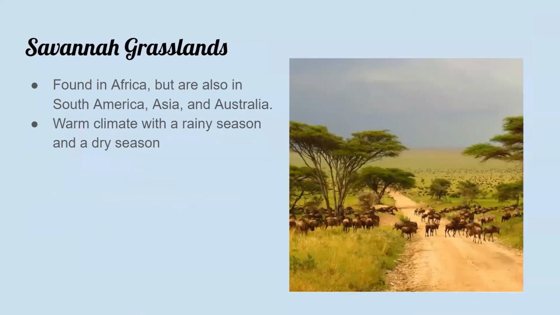So there are two different types of grasslands. The first is the savanna grasslands. These are probably what most people think of when they think of the grasslands. These are going to be found in Africa primarily, but also in South America, Asia, and Australia. These are going to have a warm climate with a rainy season and a dry season. So most of the precipitation is going to fall during just a couple of months out of the year. And then this will lead to a super long dry season, which again, as I said, is why there's only grass and very minimal trees in the grasslands. This dry season is also what leads to wildfires.